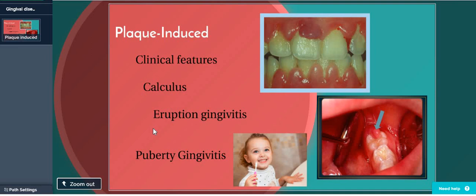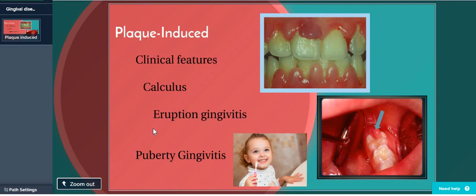Within the category of special needs patients, children with cystic fibrosis have a higher incidence of calculus deposits, which may be caused by increased calcium and phosphate concentration in the saliva. So this is regarding the clinical features and calculus.